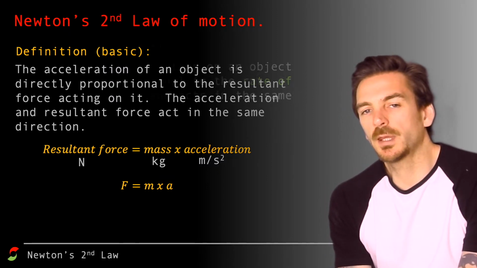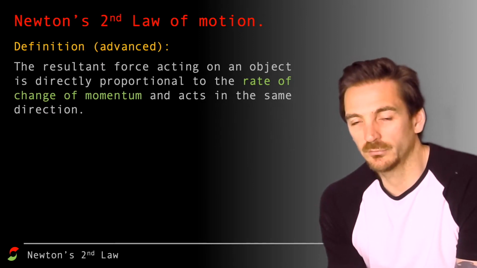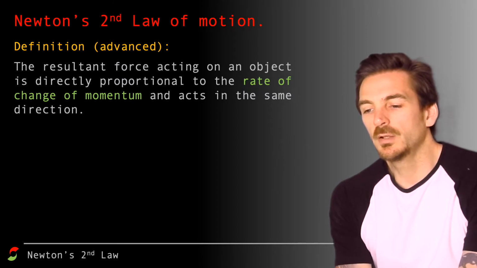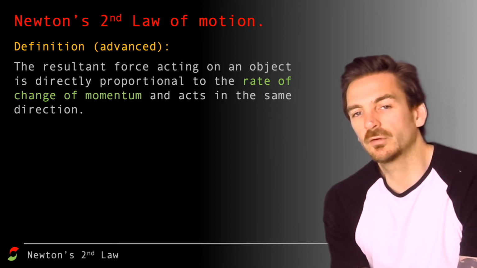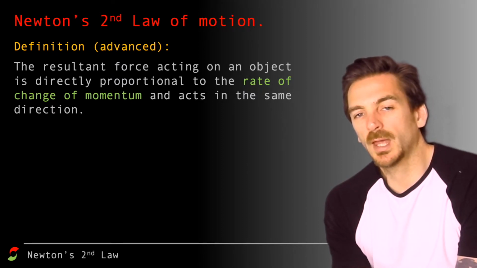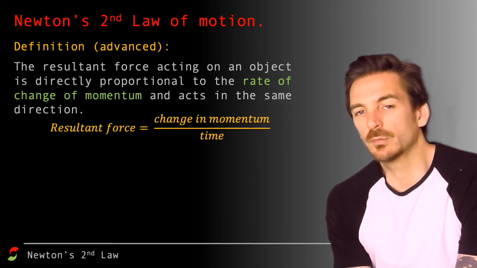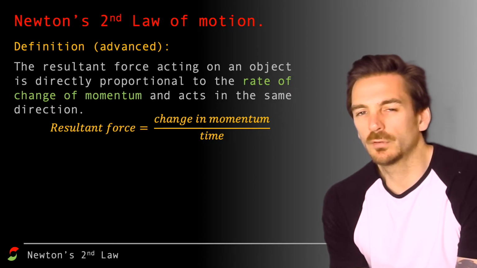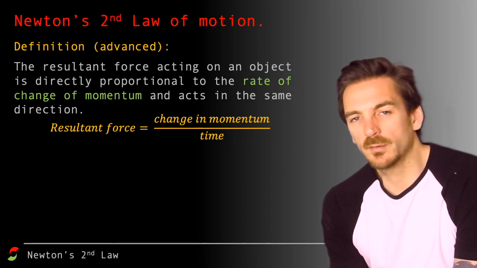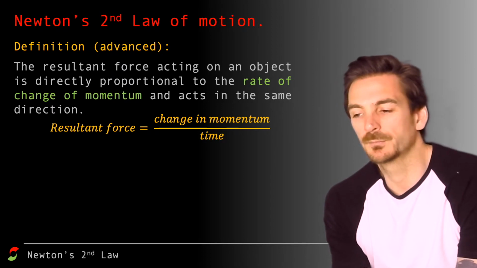Resultant force equals mass times acceleration. Let's have a look at the result of the more complicated definition though, and see where we get to with that. So from the resultant force is proportional to the rate of change in momentum, it means that we're going to get something that has momentum over time in it. So the resultant force is equal to the change in momentum over time. And once again, if you're not sure about momentum, you don't need to worry about this section, but if you have done momentum, this should mean something to you.